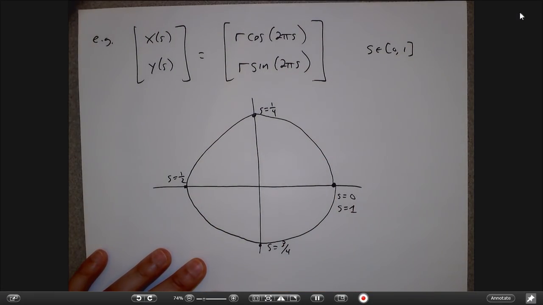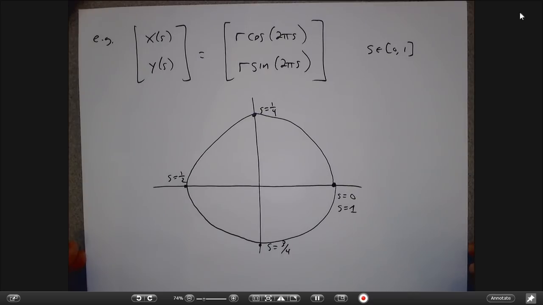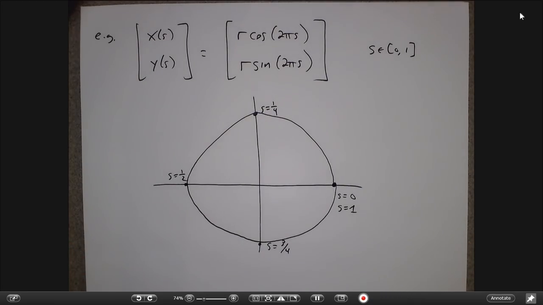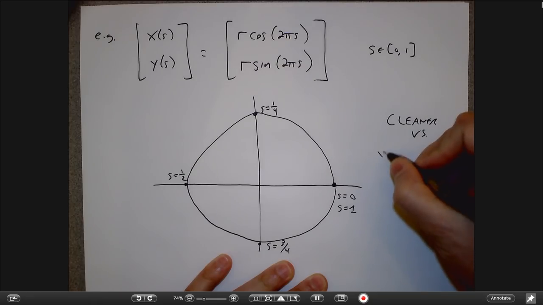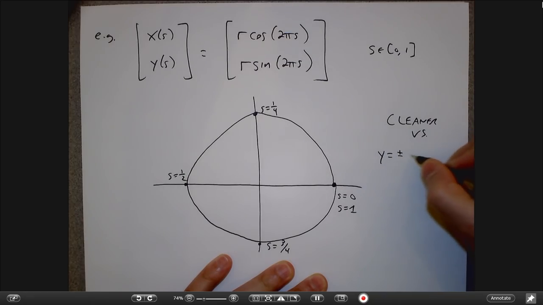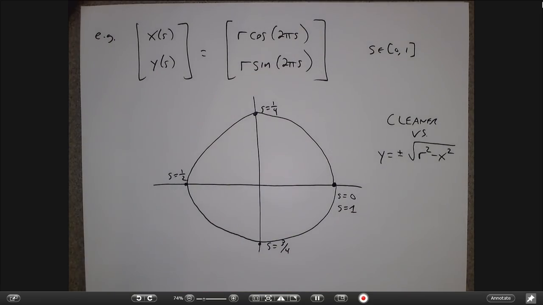Pretty circular. And this is a lot cleaner a representation than if I had to plot y as a function of x, right? If I wanted to represent this as a Cartesian thing, I'd have to do it like this, and I have two functions that I have to piece together to make the whole shape, right? So this is a nice way of doing things.